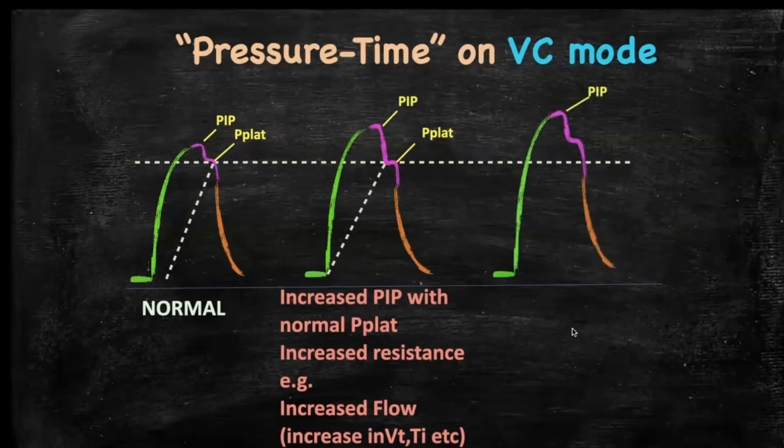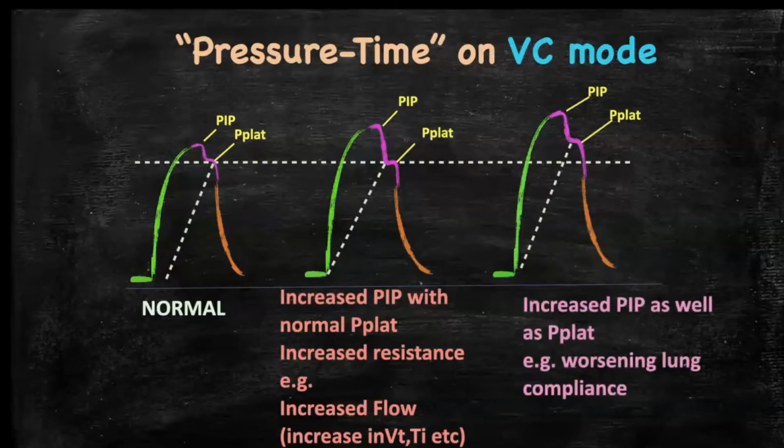While in situations of poor lung compliance, like pulmonary edema, which can be cardiogenic pulmonary edema, or it can be because of ARDS, you can see that there is not much change between the PIP and P-plateau.